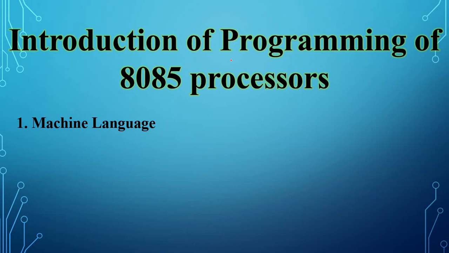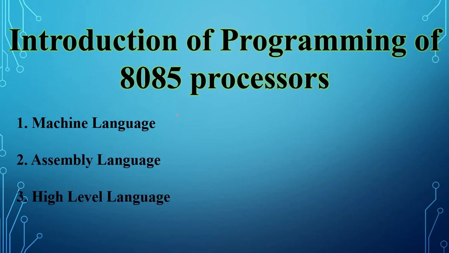There are three levels of programming. They are machine language, assembly language, high level language. Let's see one by one. First one is machine language. Machine language programs are programs written in sets of zeros and ones. It is the only language that the CPU can understand and execute directly. So, this is about machine language information.